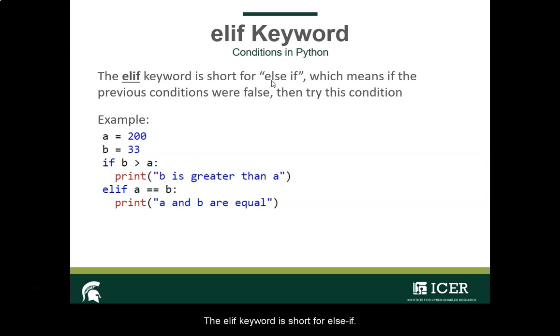The elif keyword is short for else if. This means that if the previous if statement is false, then try this second condition. So now if I use my A equals 200 and B equals 33, my if statement is B greater than A, which would be false. Now I'm going to go to the elif statement and see if that's true. Does A equal B? No, that is false also. So we do not execute either of these print statements because we have not met either of our conditions.